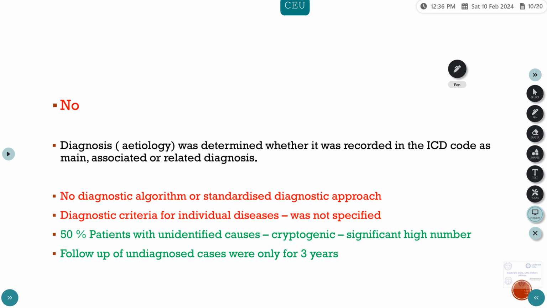Other thing is, for each of these ICD coded diagnoses, there was no diagnostic criteria mentioned for detecting the individual cases. So how they said a particular patient has pulmonary TB or a patient has vasculitis, that diagnostic criteria for that individual disease was also not specified. And finally, when they followed up these patients, 50% of the patients had a cryptogenic cause for hemoptysis. That means around half the patients, they did not arrive at a diagnosis or etiological cause for developing hemoptysis. So that is also a significantly higher number, which was also a drawback which I considered for the study.